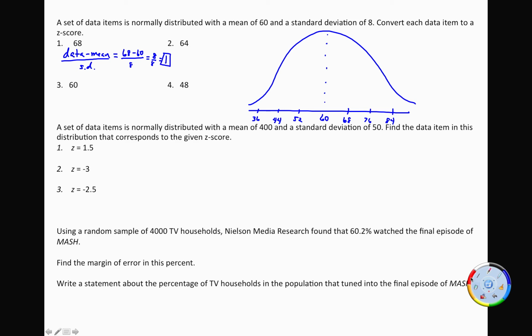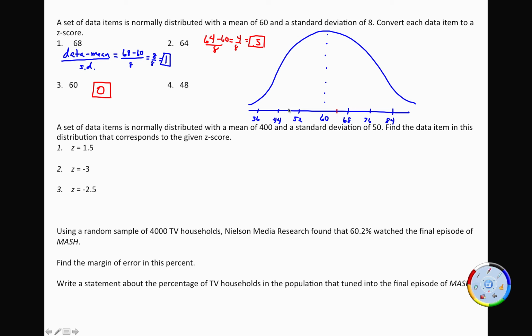Okay, 64, I can either plug into my formula and get 64 minus 60 over 8, or 4 over 8, which is 1/2, or 0.5. Or I can look over here and see that 64 is halfway between my 0 and my 1 z-score. Okay, 60 is my mean, so my z-score is 0.